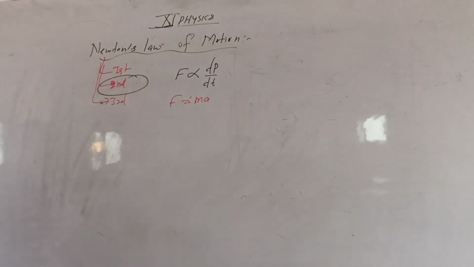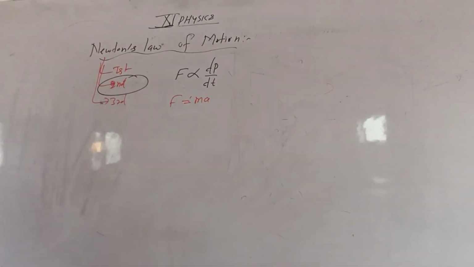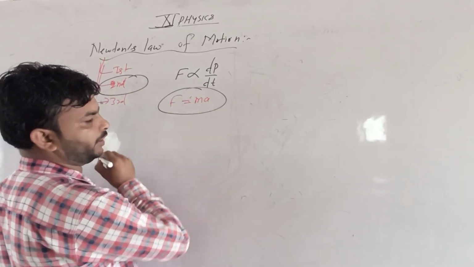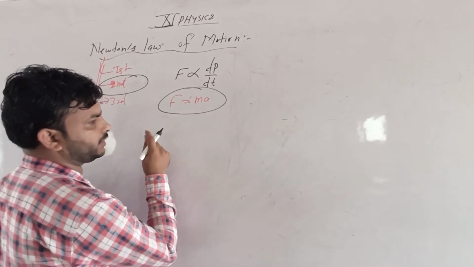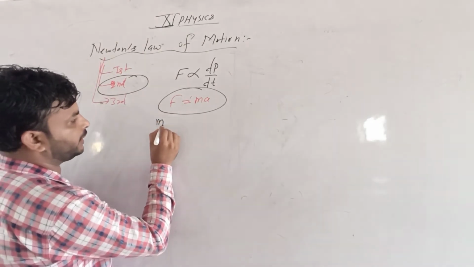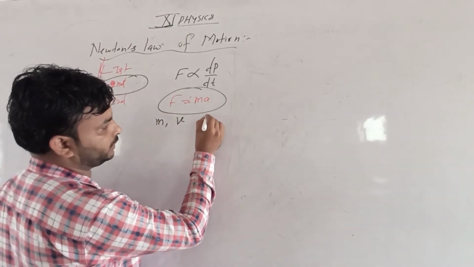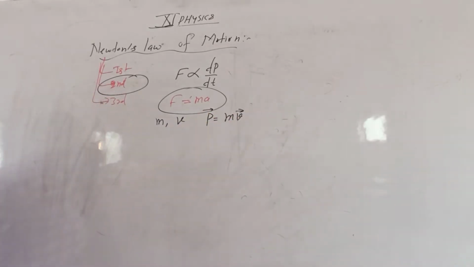But for that we have to derive this formula. How can we get the value of F equal to ma? Now we have to derive F equal to ma. How can we find it from Newton's second law of motion? For that, firstly we write the momentum. If we consider a body of mass m moving with a velocity v, then momentum p equal to m into v. So p equal to m into v.